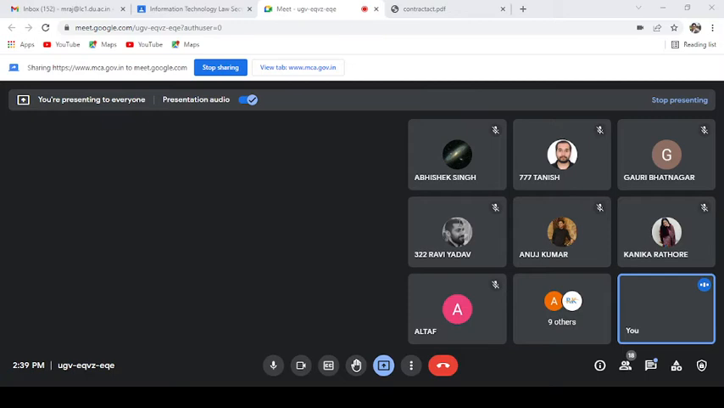Yes, Abhishek, read it. Yes, sir. Section 32, Red Herring Prospectus. Section 32, Subsection 1. A company proposing to make an offer of securities may issue a red herring prospectus prior to the issue of a prospectus.